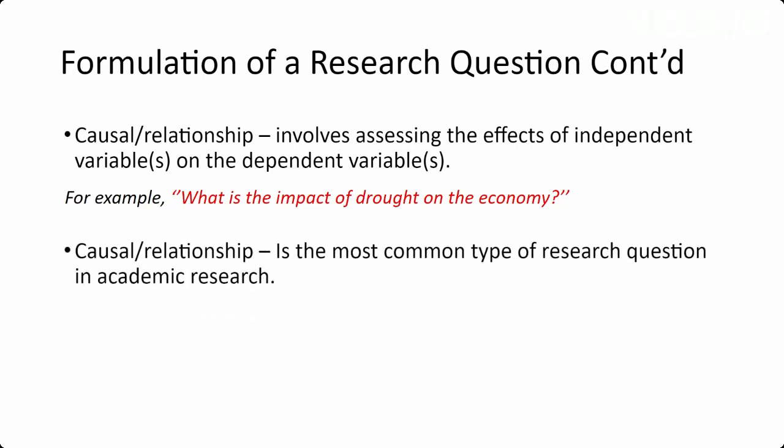Of course, causal or relationship is the most common type of research question in academic research, but not at the doctoral level, rather at your first degree or your master's. It is common that you compare the relationship between two variables.